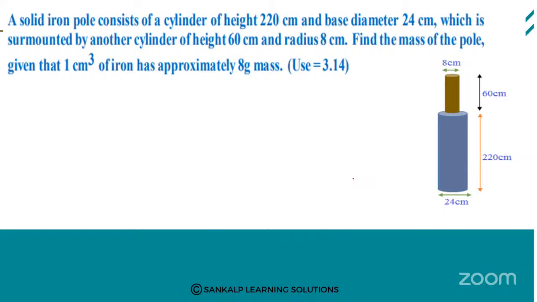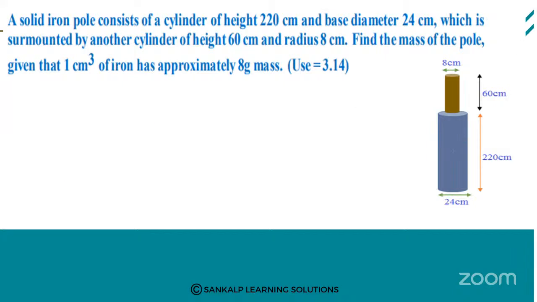A solid iron pole consists of a cylinder of height 220 centimeter and base diameter 24 centimeter, which is surmounted by another cylinder of height 60 centimeter and radius 8 centimeter. Find the mass of the pole. What they have given here: one solid iron pole. It consists of a cylinder of height 220 centimeters and base diameter is 24 centimeters.